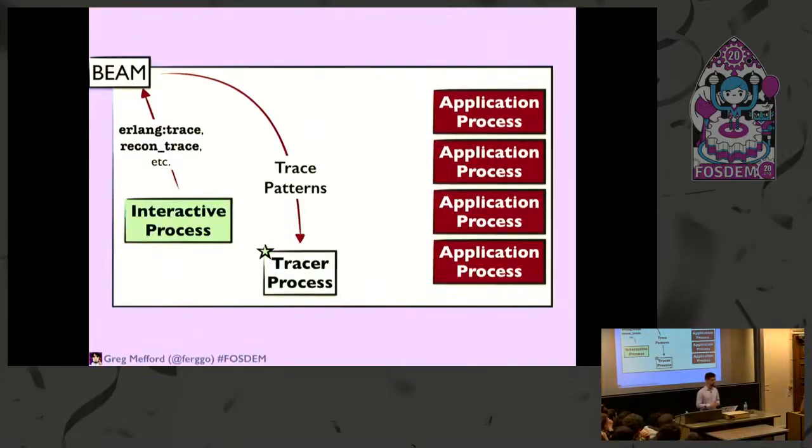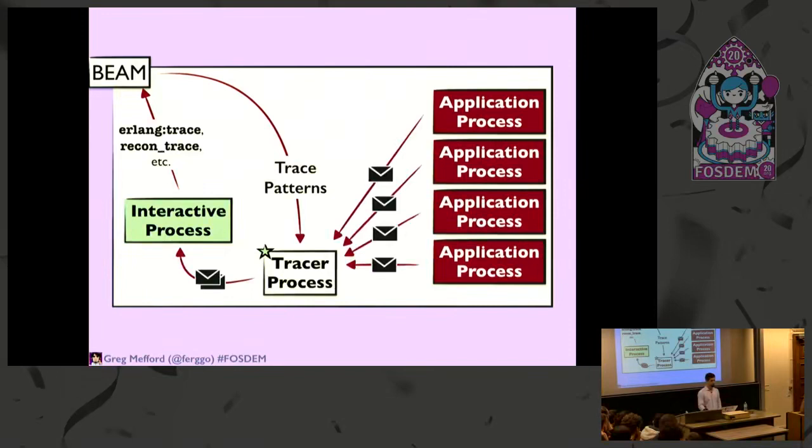The way that works in general, this is more like a sketch because it's kind of BEAM internals, is you tell the BEAM, these are some trace patterns that I want to watch for. Anytime a function gets called that matches these things, I want you to set up a tracer process that will tell me that that happened. There's a star on the tracer process here because there can only be one of those per BEAM. But then anytime your application processes make a matching function call, they will sort of magically send a message to that tracer process, and then it will send your interactive shell process a message about those.